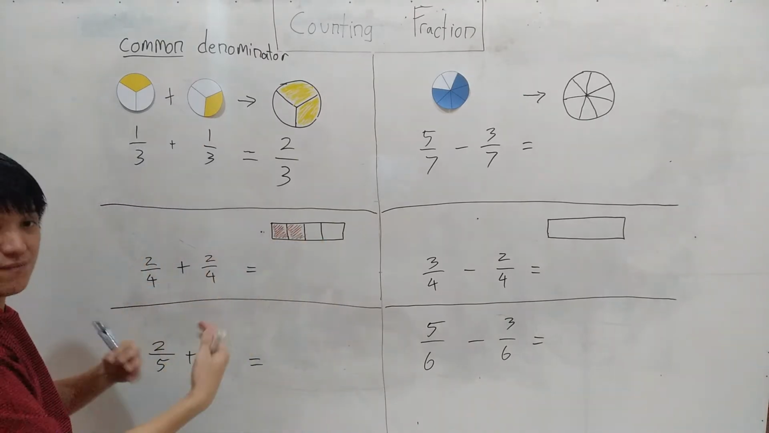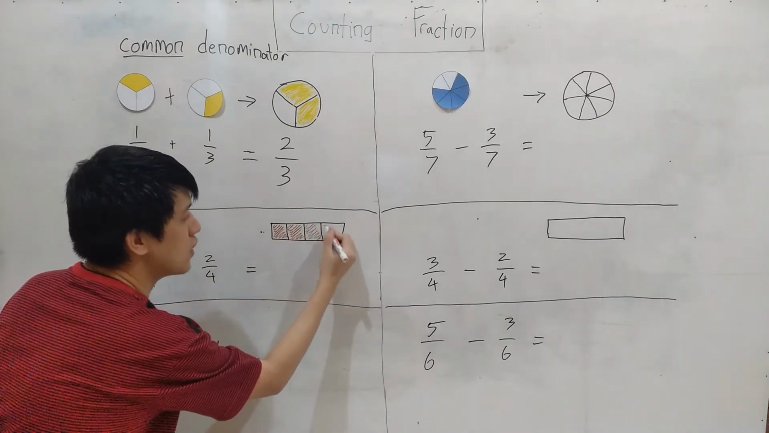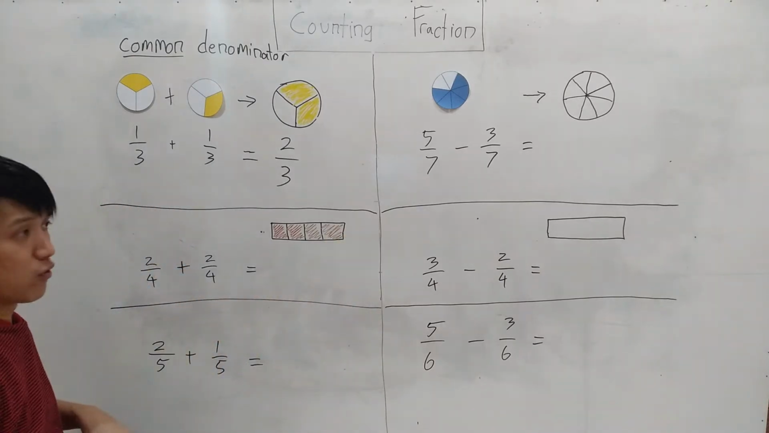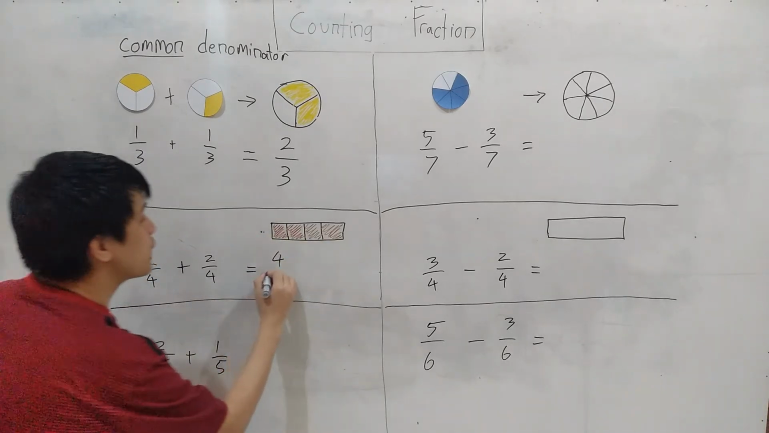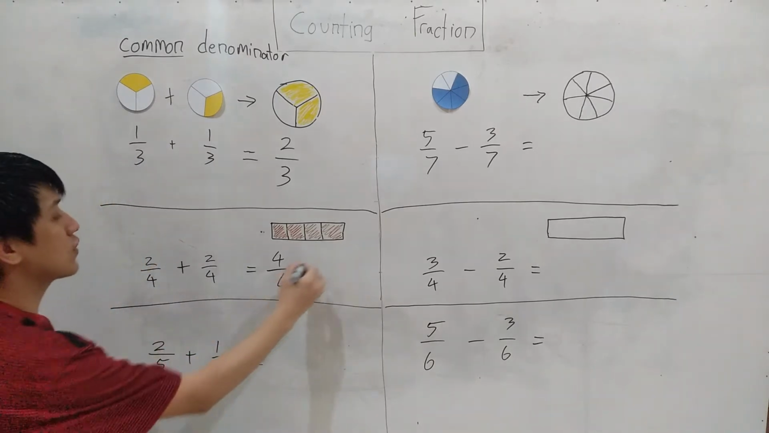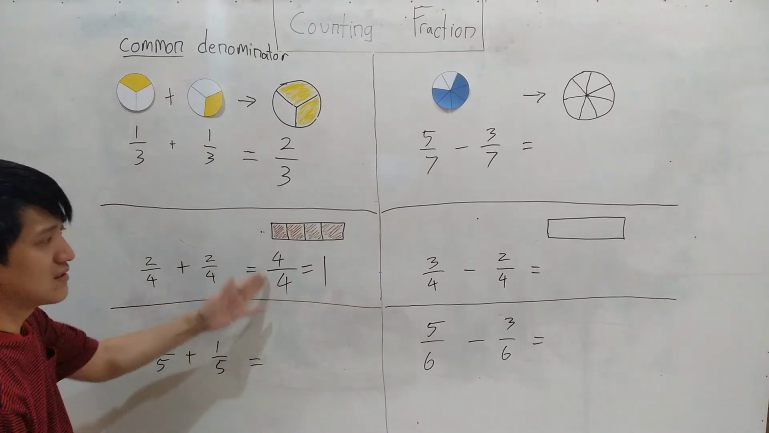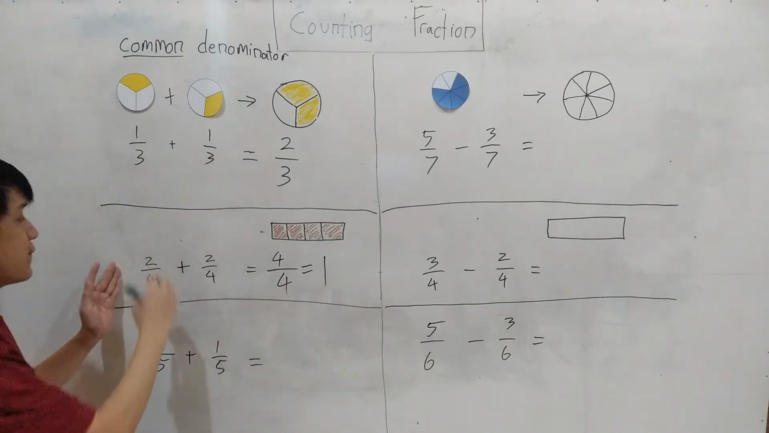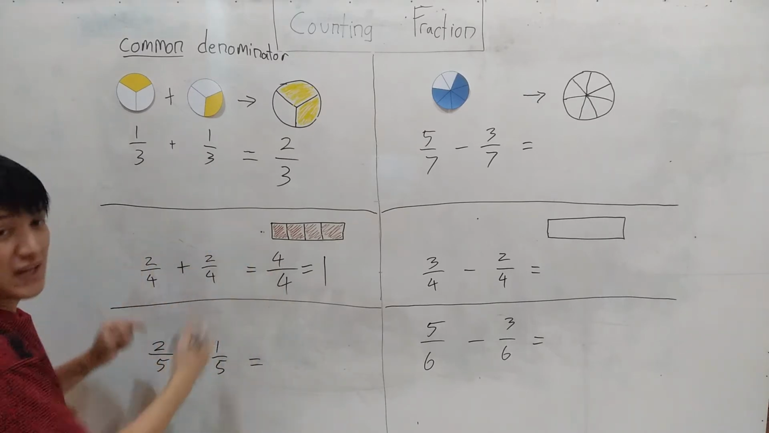And then my father came and gave me another 2/4. So now, how many chocolate bars do I have right now? I had all 4 pieces. So I had 4 now, out of how many equal pieces? Another 4. 4/4 equals 1. You see, when you have all the pieces, that means it is equal to 1. So the same pattern as above: the denominator stays while you add the numerators.